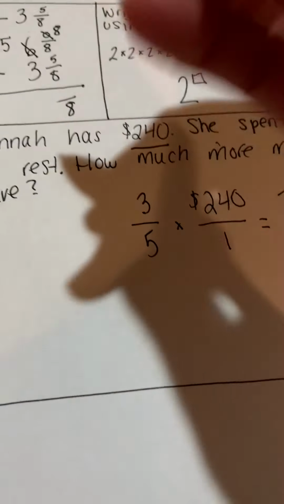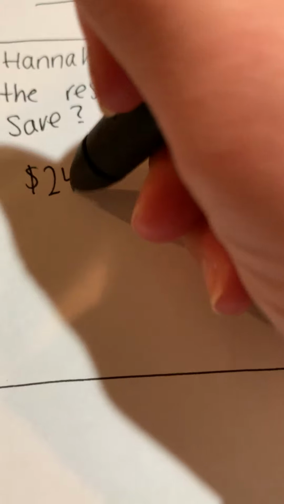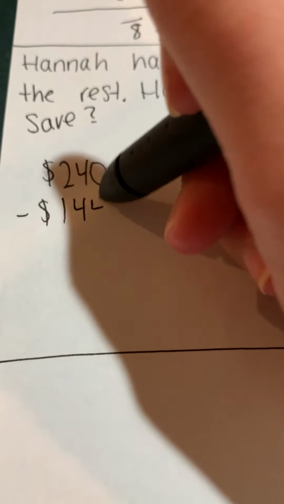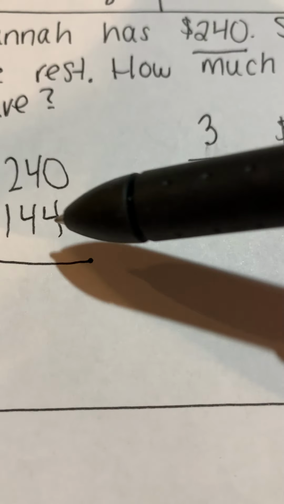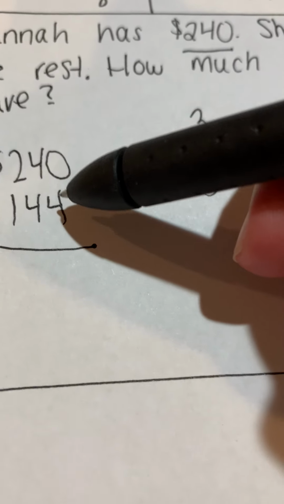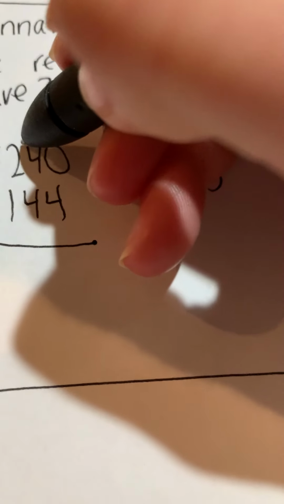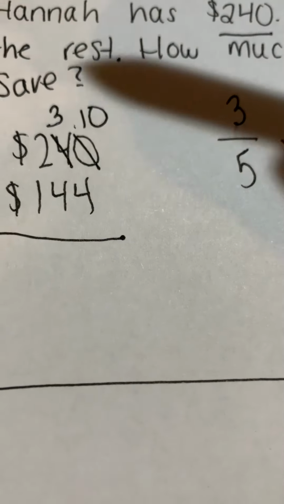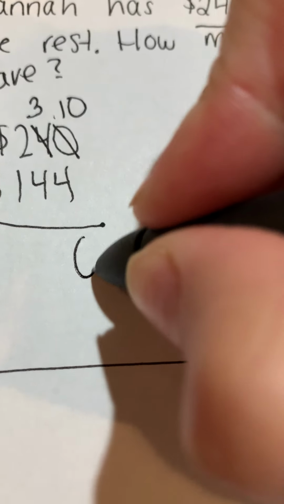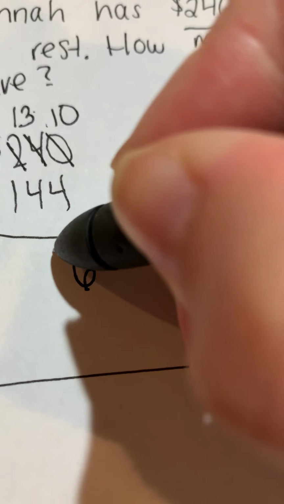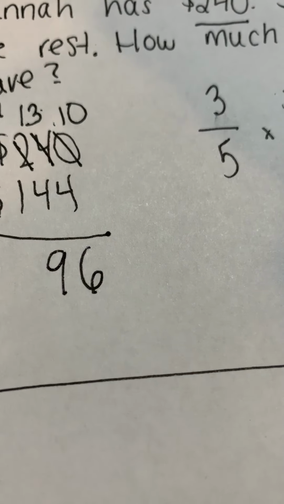So we take our total of $240 and we're going to subtract $144, the amount that she spent. The remaining is how much she saved. 0 minus 4. Can't do that, so we need to go and borrow. 10 minus 4 equals 6. 3 minus 4, can't do that, so we have to borrow. 13 minus 4 equals 9.